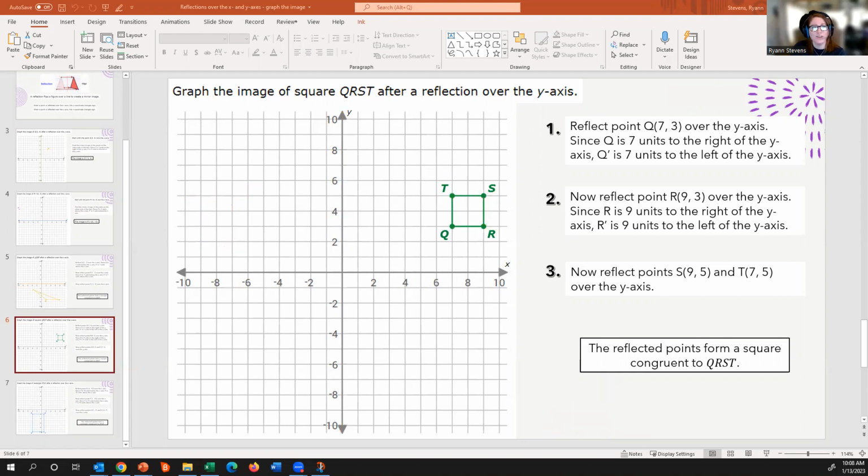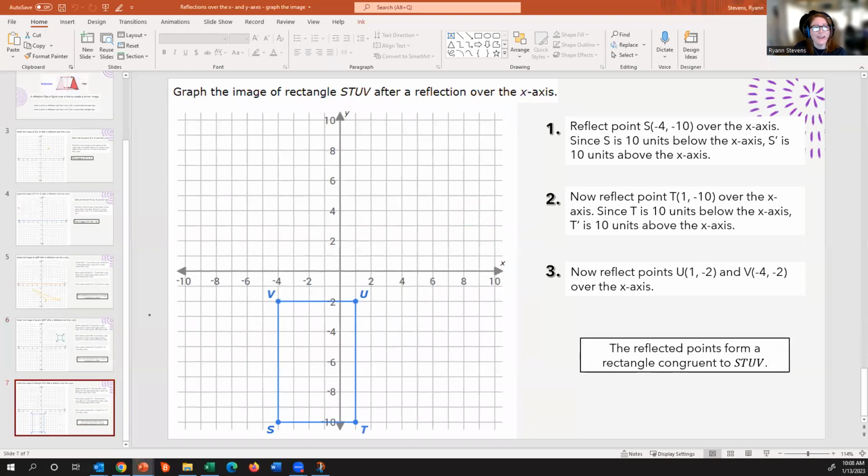All right, and then we're going to look at one more example here. Here we have this rectangle STUV after reflection over the x-axis. So now we're looking at this x-axis as our line of reflection. And with this x-axis, we need to look at each one of these points separately, and decide how far away are they from this line of reflection, and how do I reflect it across this line of reflection. So I'll start with the point S because it's kind of the furthest away.